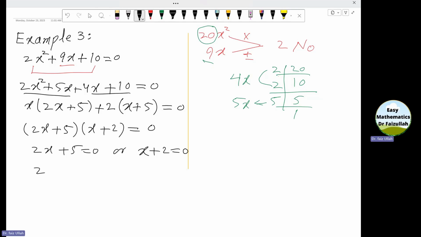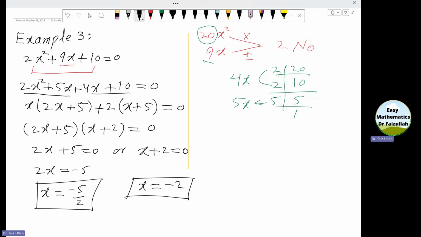From the first one we get 2x is equal to minus 5, and if we divide both sides by 2 we get minus 5 by 2. So that is the first solution, that x is equal to minus 5 by 2. And from the second factor we get x is equal to minus 2. That is the second solution of this quadratic equation. That's all.